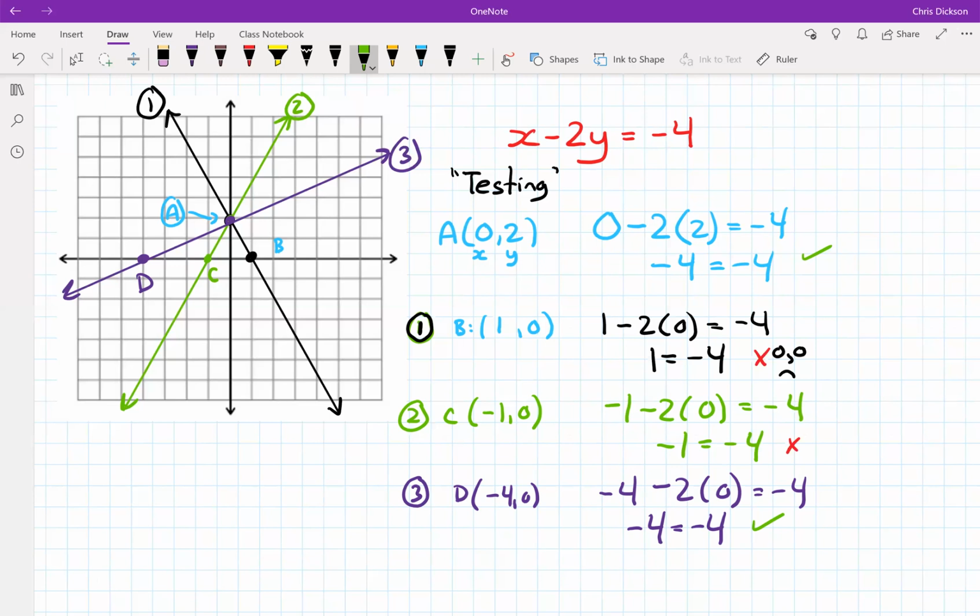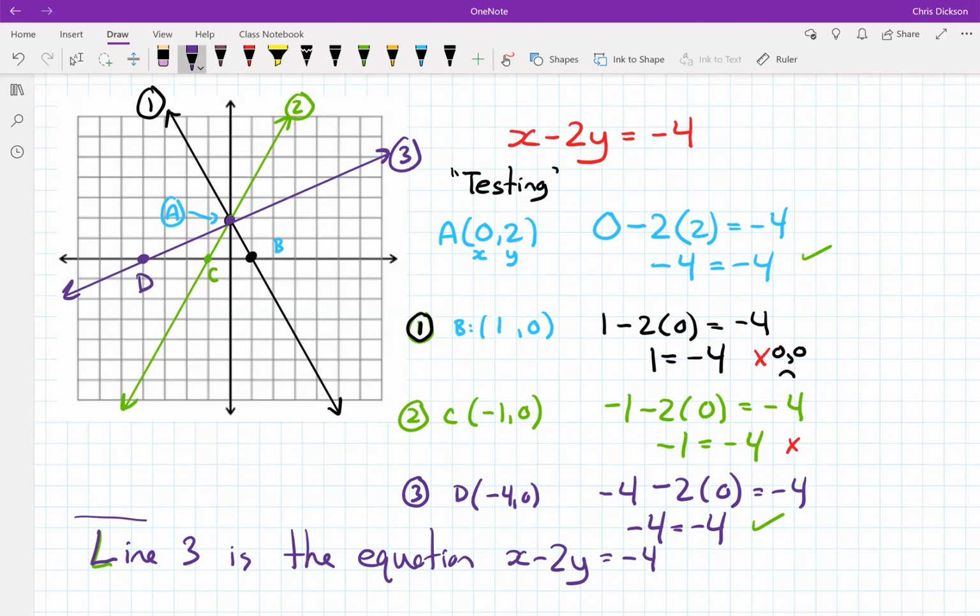So what that means is that the purple graph goes through the y-intercept of 2 and an x-intercept of -4, and actually satisfies the equation x minus 2y equals -4. And once again, if you picked another point that's on the purple line, it would have worked for you. So what we would say is, I'll use purple here, line 3 is the equation x minus 2y equals -4.